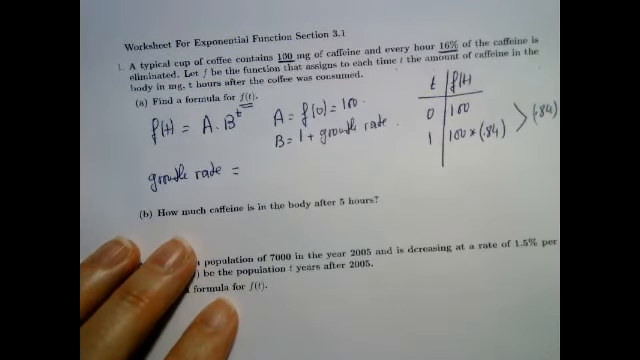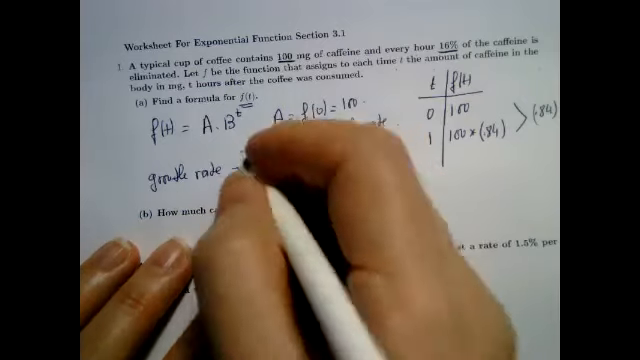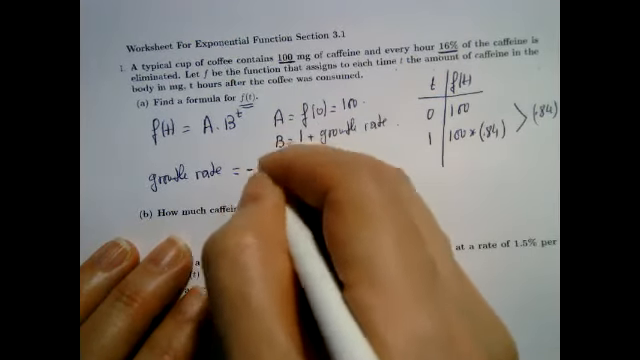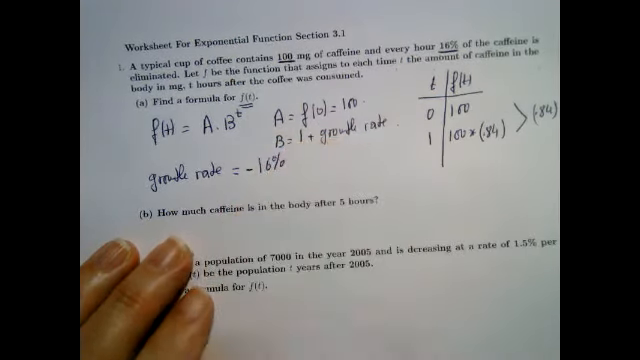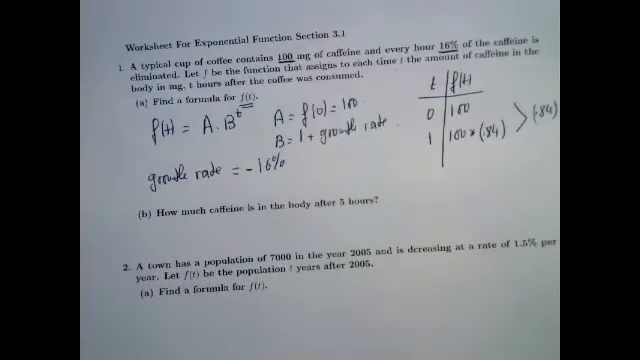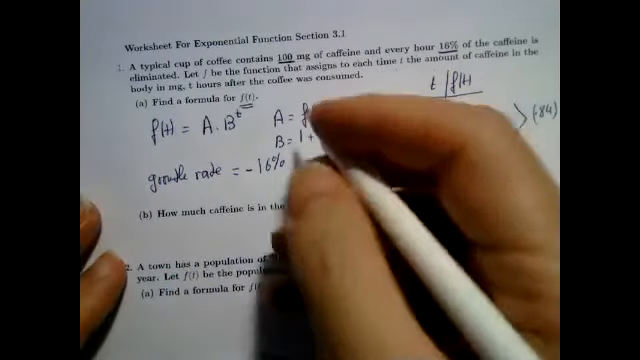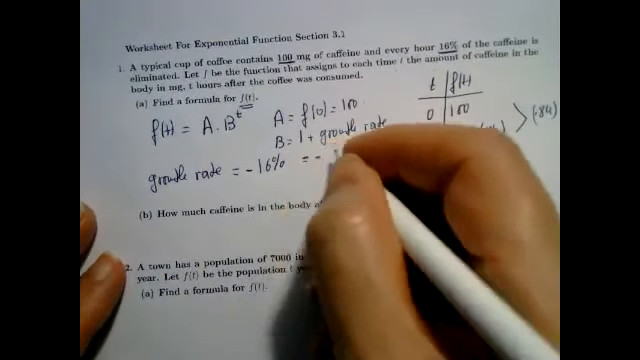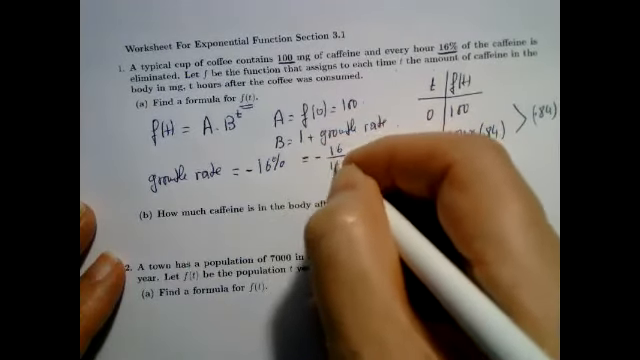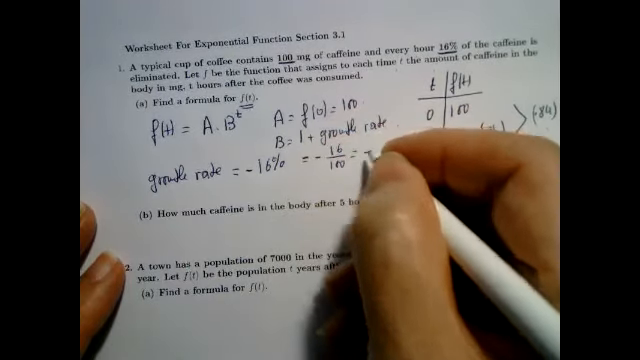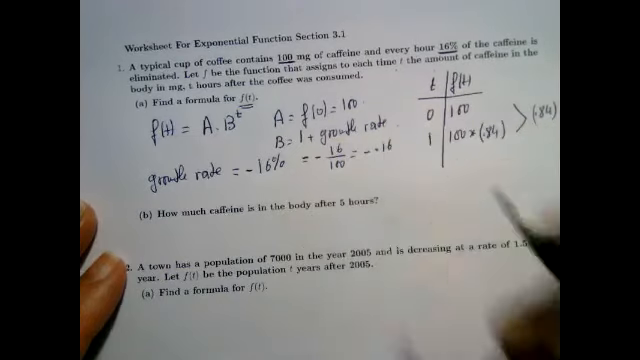The growth rate means by what percent is the amount of caffeine decreasing? By what percent? That's the rate. It is decreasing by minus 16%. So that's the rate. The rate is by how much it is decreasing, which is minus 16 over 100, which is minus 0.16.